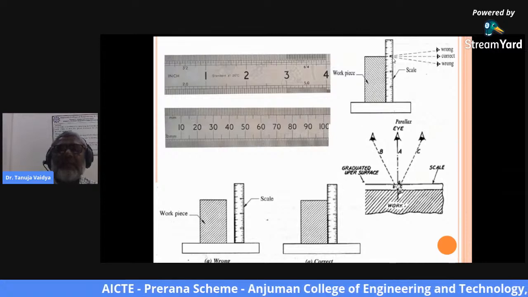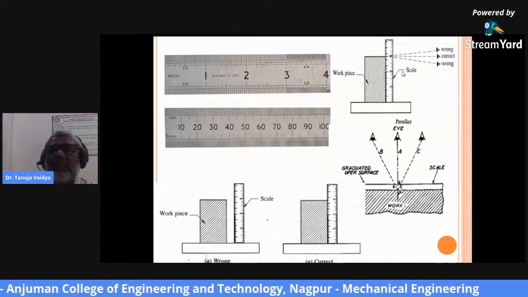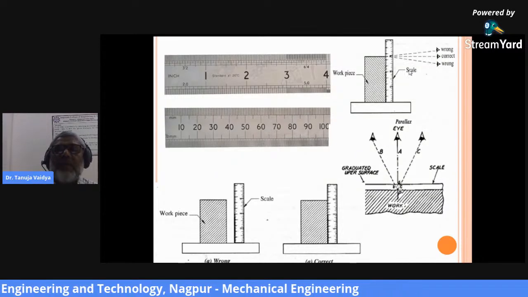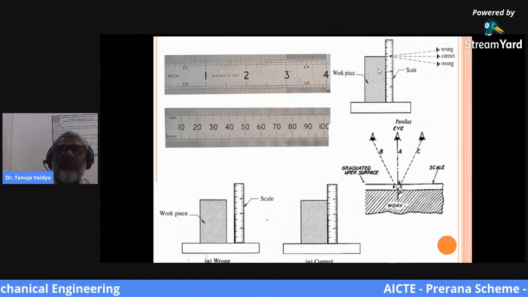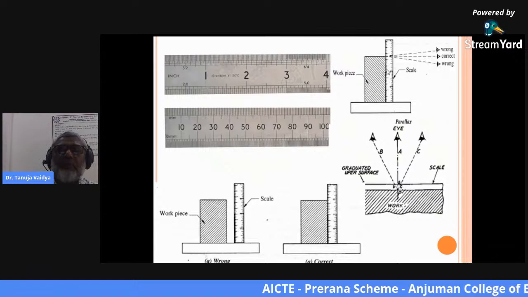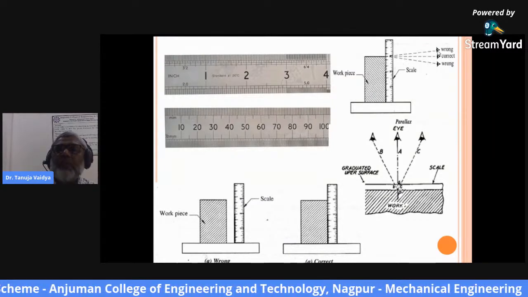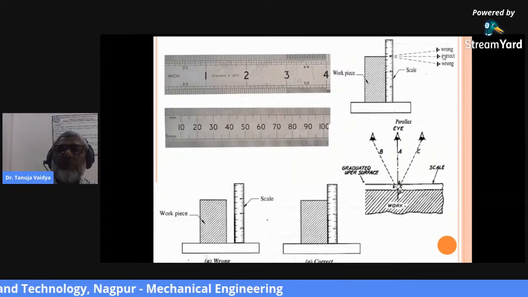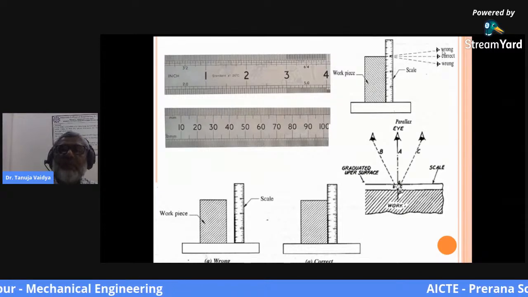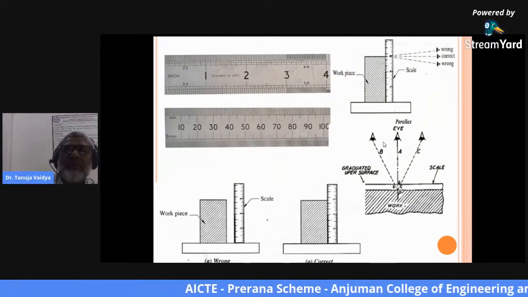Here we can see the third point. Another point which has to be remembered by the inspector is that when we are using the graduated scale or any type of scale for measuring the unknown, or comparing the unknown with this graduated scale, the position of the eye plays a very important role. So here you can see there are 3 positions, out of which only one is the correct position of measuring. Otherwise you will get a parallax error, and this parallax error will give you wrong readings.